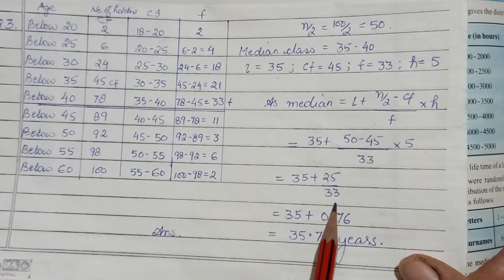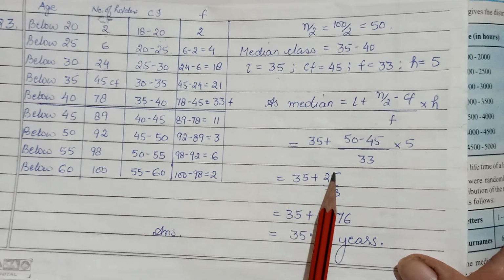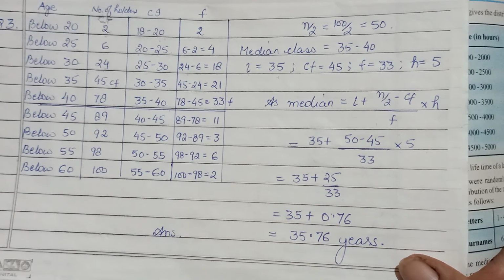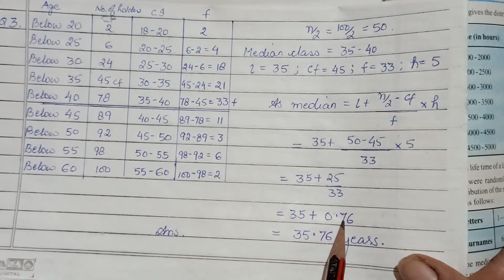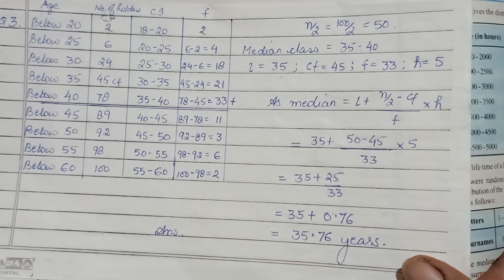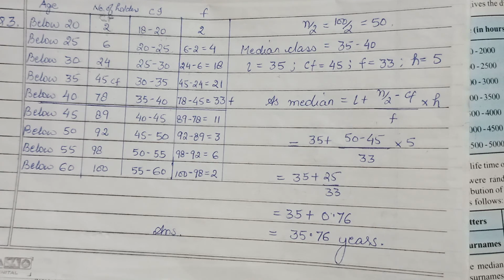We will convert this to its decimal. Again, as I've told you earlier also, taking a big LCM and dividing increases calculation time. So leave this 35, convert this fraction to its decimal, add it, and so we would say hence the median age of the policy holders is 35.76, or approximately 35 years. Okay.